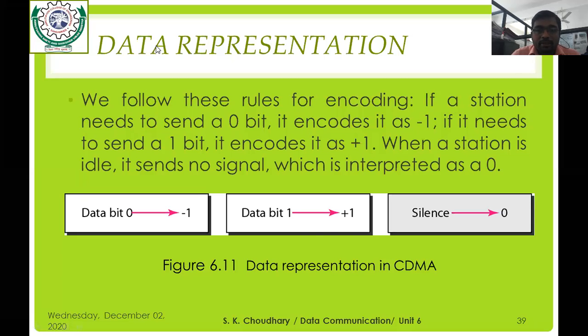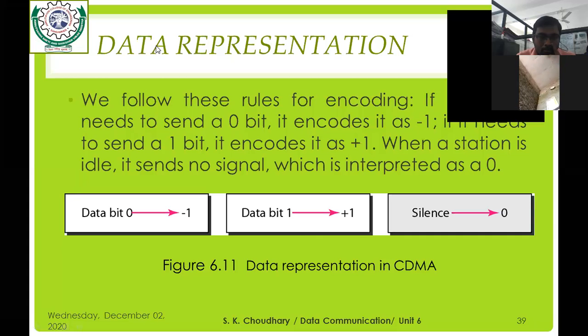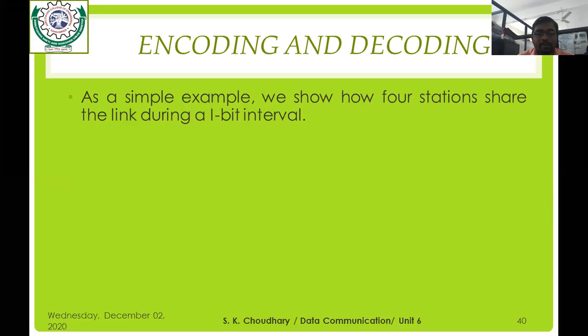So today we will continue the topic of CDMA, and we have discussed up to the point of how to represent the data in this technique. We have seen that data bit 0 is represented as -1, data bit 1 is represented as +1, and if there is no data or any station is in silence mode, it is represented as 0. On the basis of this data representation, we will perform the encoding and decoding.